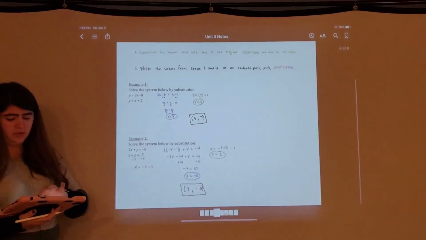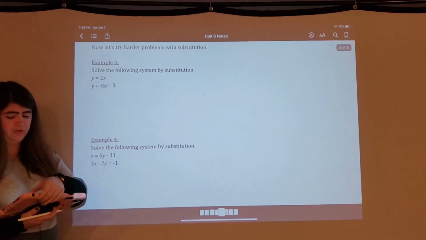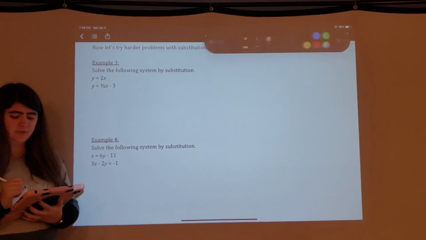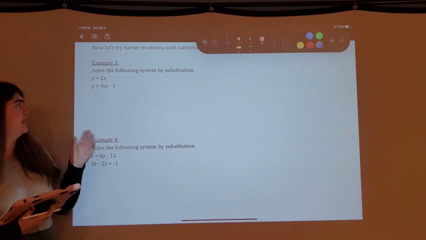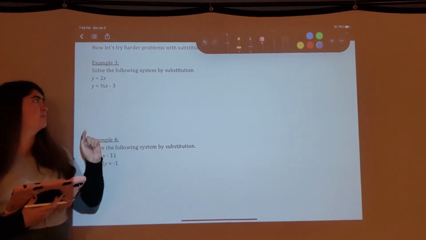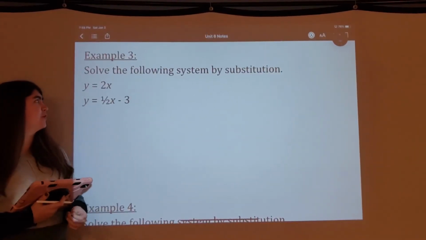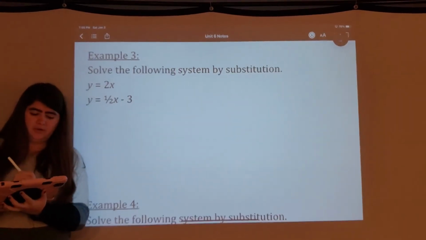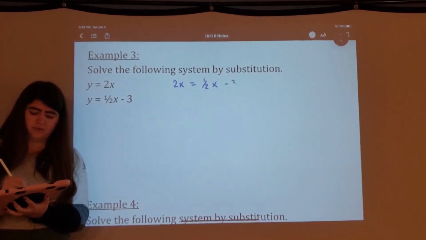Alright. We have a couple more substitution questions here, and they get a little more difficult. Now, this first one, everything is rearranged for us already, so we don't have to do that step. We just have to plug something in. But if you notice, there's a fraction in here, which tends to give some people some trouble, so that's why we're going to look at one of those. So I'm going to take my 2x and plug it in for y, so I end up with 2x is equal to 1/2 x minus 3.